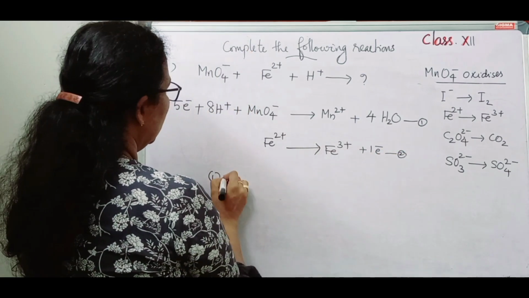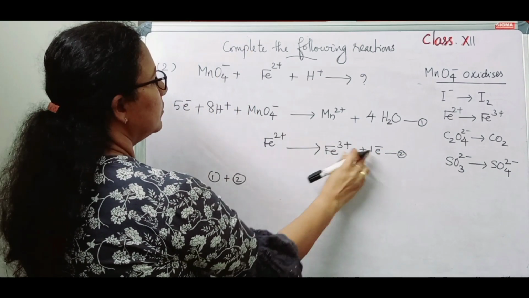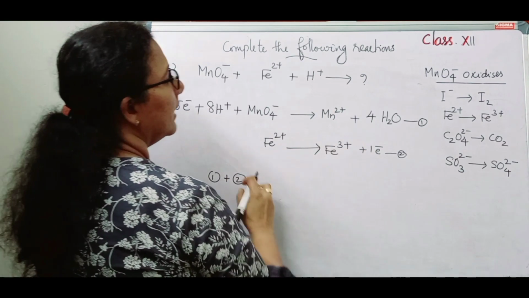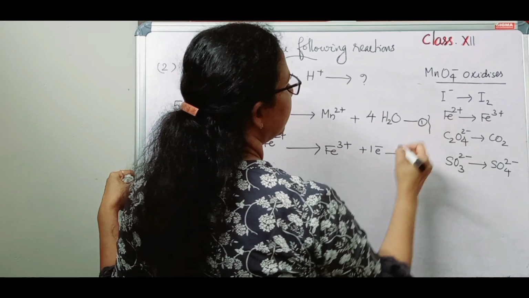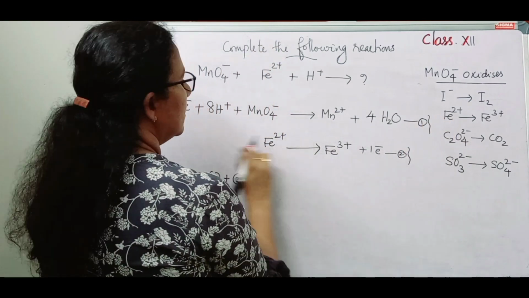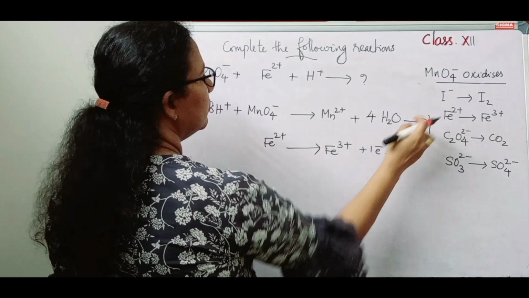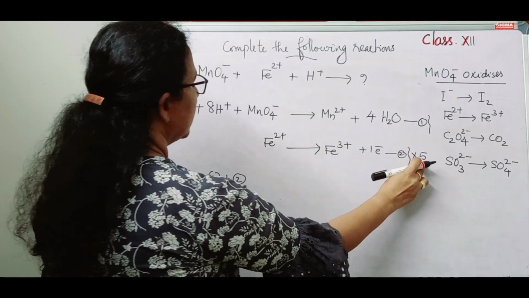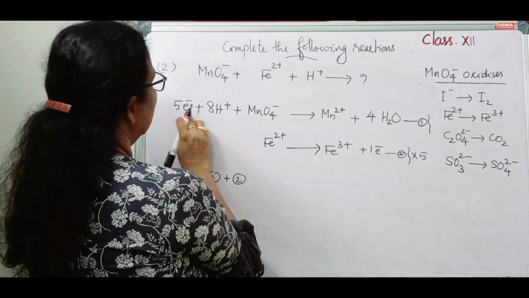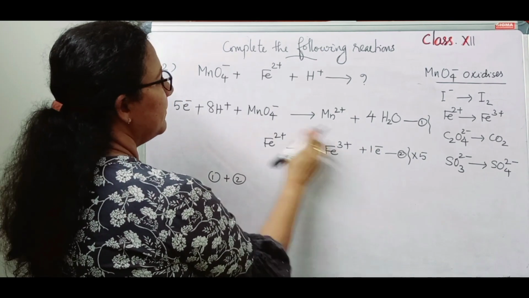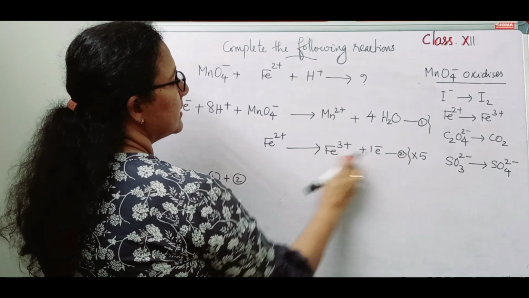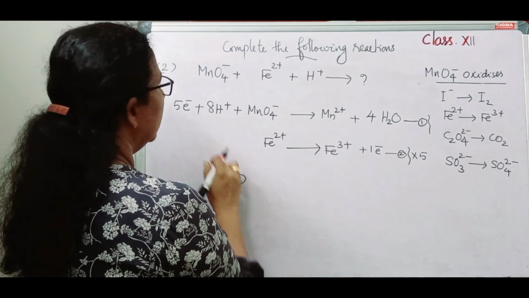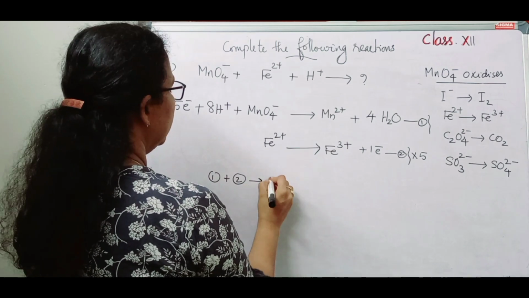Now we are adding 1 and 2. Before that we need to equalize the number of electrons by multiplying with a suitable constant. So here we don't need to multiply with any number. Here we can multiply with 5. So it will be 5 electrons. Here also 5 electrons. So this is the same. Here we can multiply this equation with 5. So we can add 1 and 2.